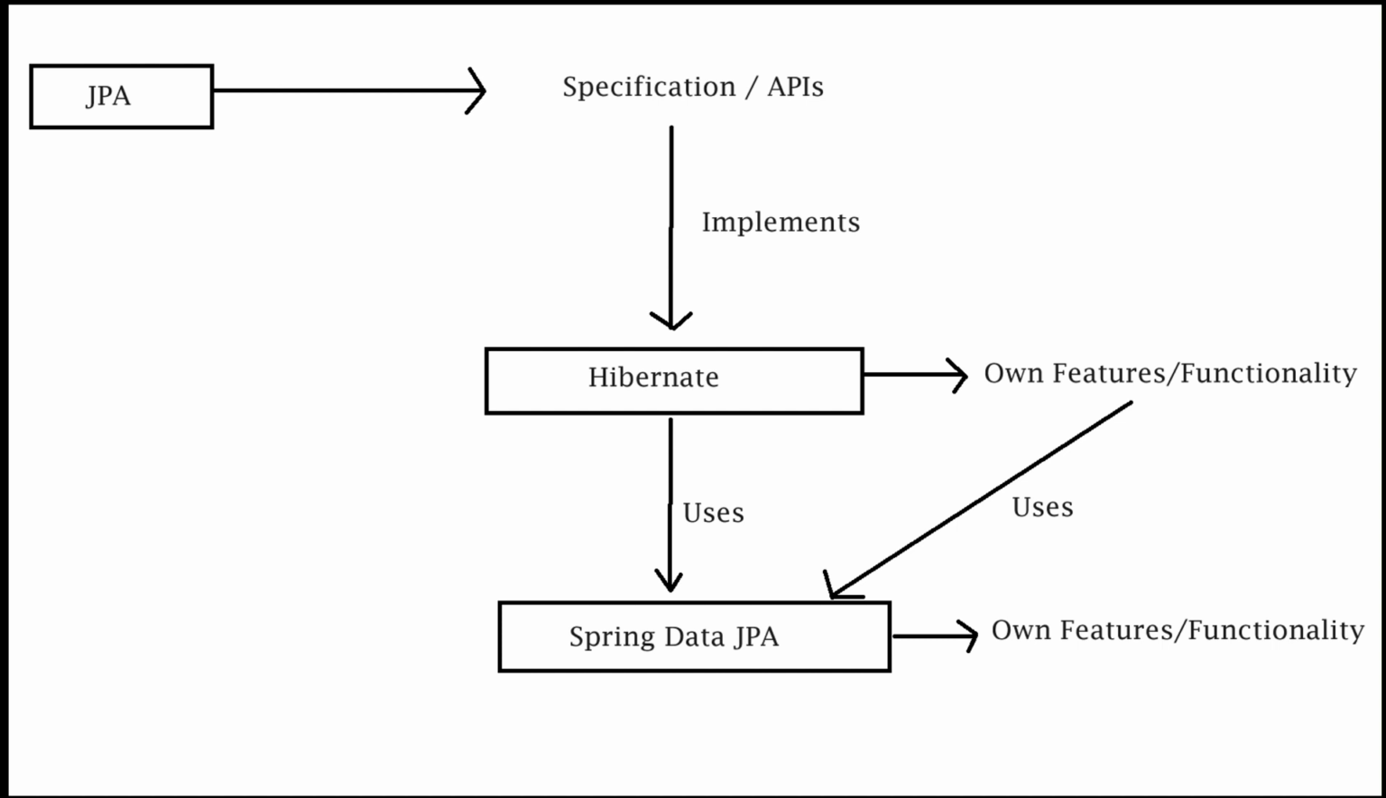So you can see on the screen, Spring Data uses Hibernate as well as the features and functionality provided by Hibernate which are not there in JPA. So right now Spring Data has all those features provided by JPA as well as features provided by Hibernate itself. On top of that, Spring Data has provided its own features and functionality so that a developer can use it easily to communicate with the database.